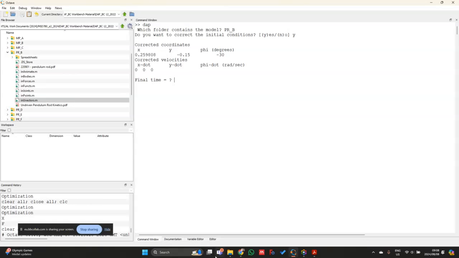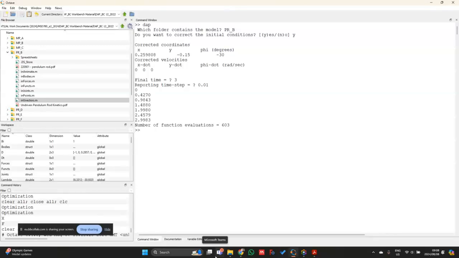Okay, so then I can also go and specify the final time. So that's the next question. So let's say I want to simulate this for 3 seconds. Then I can just type in 3. And then the reporting time step, I can make, let's say, 0.01, so fairly small. Okay, and then if I hit enter, yes.